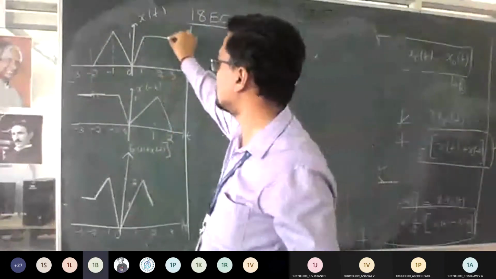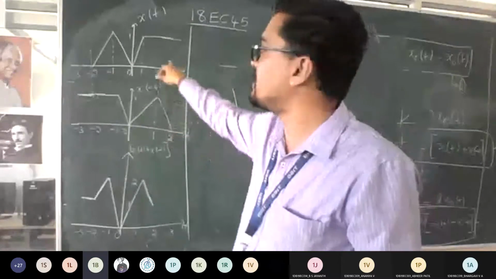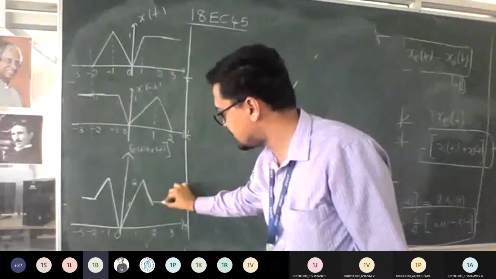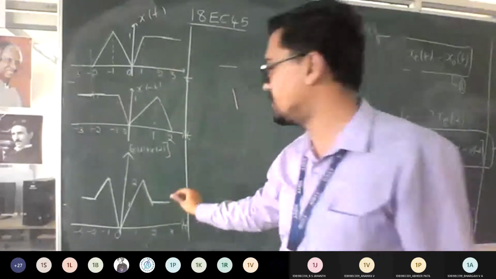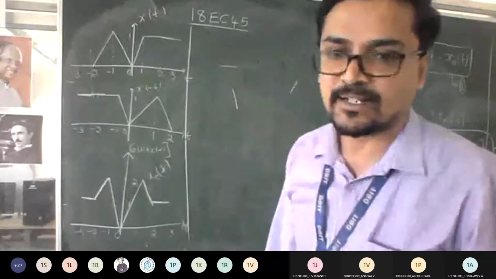2 to 3, constant is there. For 2 to 3 there is no signal. So the amplitude remains at the same one portion only. So it goes in this way. See, this is how your even component looks. Did everyone understand?